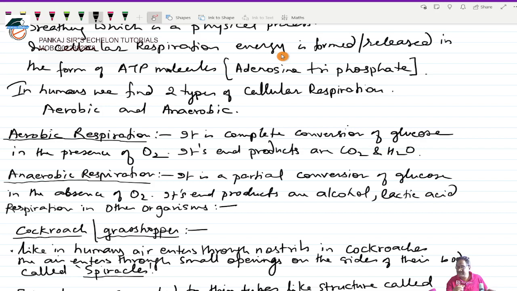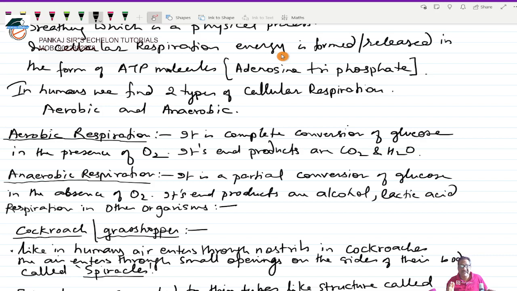Now in cellular respiration, I showed you the equation written out. According to that equation, on the right hand side, after the arrow mark, you will see that 38 molecules of ATP are formed. These 38 molecules of ATP are nothing but energy molecules. So cellular respiration results in the release of energy.